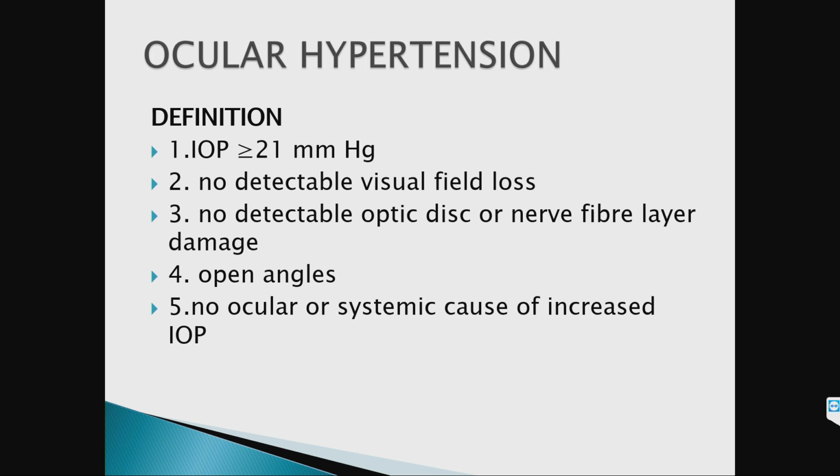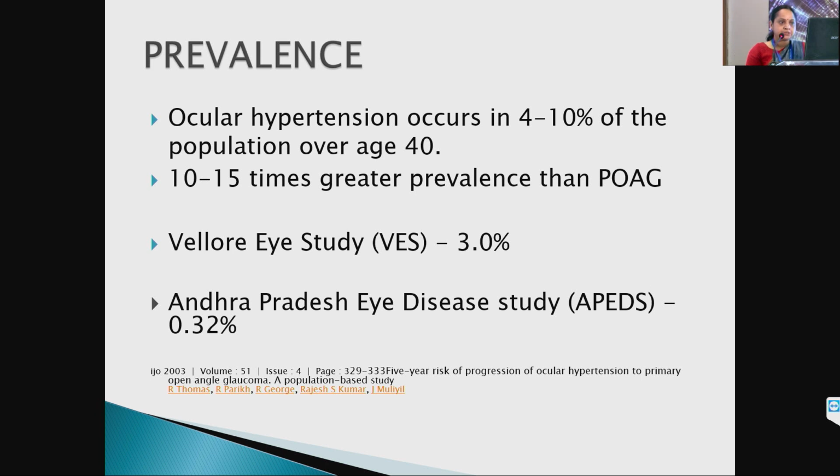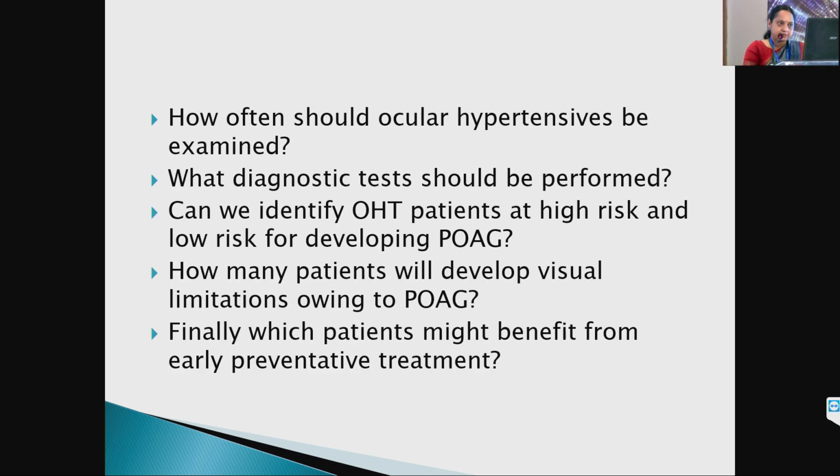Ocular hypertension is defined as IOP greater than or equal to 21 millimeters of mercury with applanation tonometer on 2 or more occasions, with normal visual field, normal optic disc, open angles, and no ocular or systemic cause of increased IOP. Ocular hypertension occurs in 4 to 10% of the population over age 40 and has a 10 to 15 times greater prevalence than POAG.